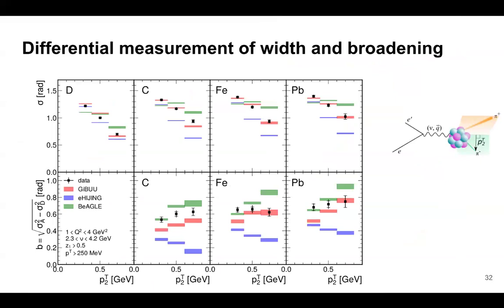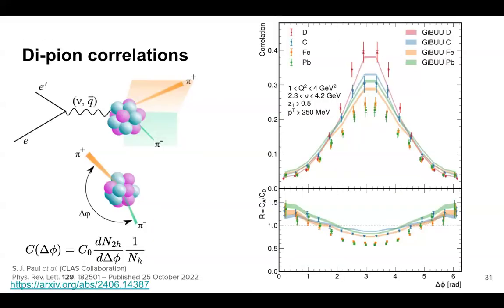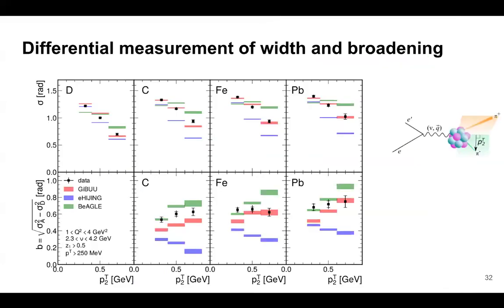So this is the differential cross-section of the dipion correlation. We took the width of the curves that I showed you before. So you have this, but in bins of different variables. In particular, when you bin this in the transverse momentum of the secondary hadron, you take the widths. This is how it looks for deuterium, carbon, iron, and lead.